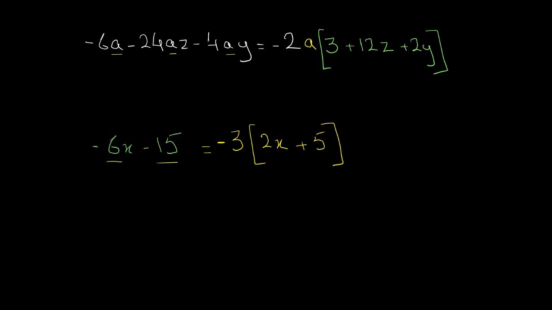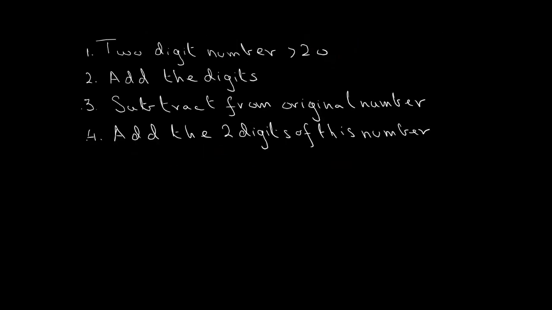Now let's play a small game. It's kind of a fun game. You have to think of a two-digit number, any number greater than 20. Then you have to add the digits. Then you subtract that sum from the original number, and you get a new number. You add the two digits of that number, and it turns out that number is miraculously 9. So let's just play that game. Maybe you don't understand it.